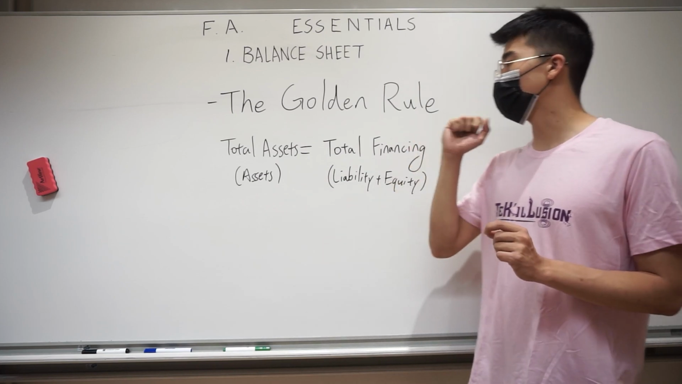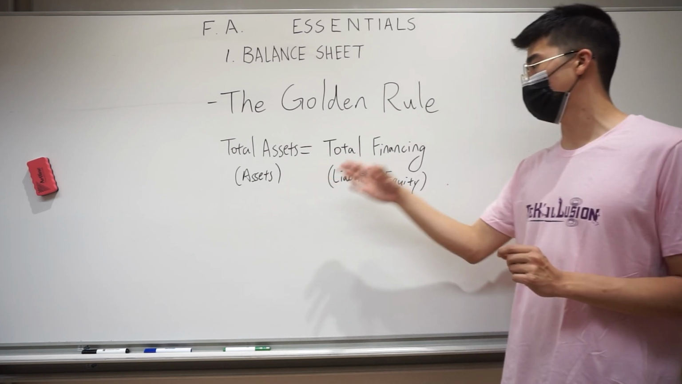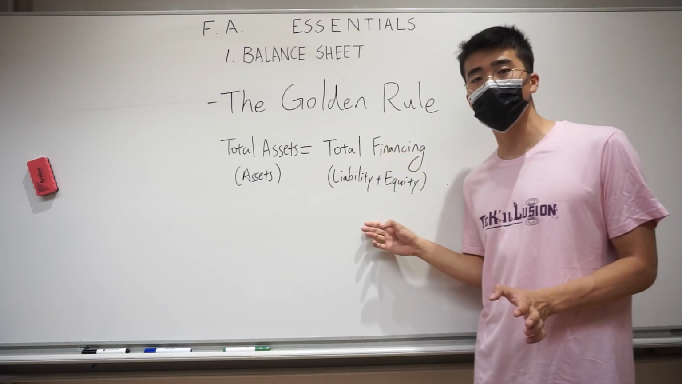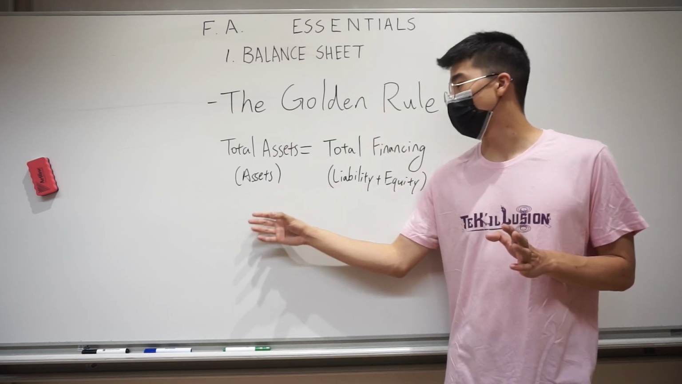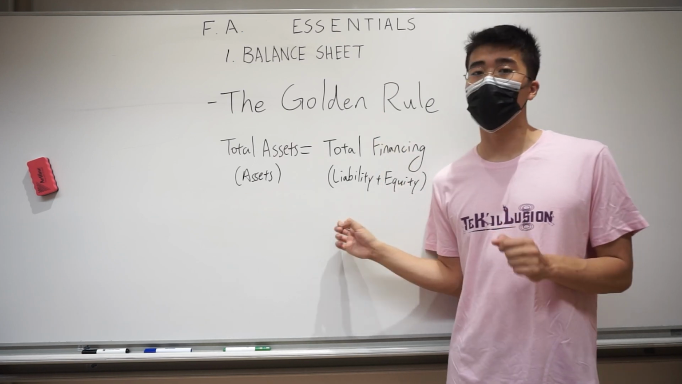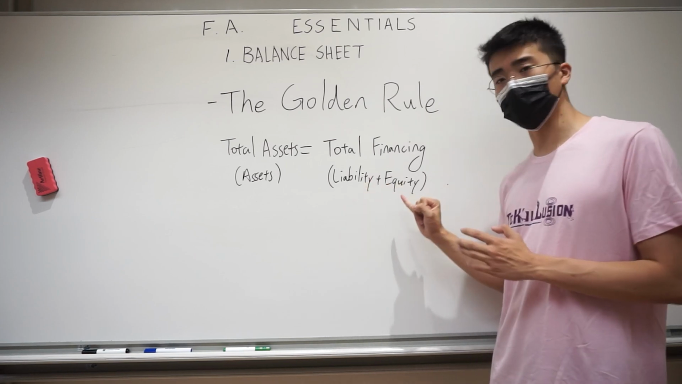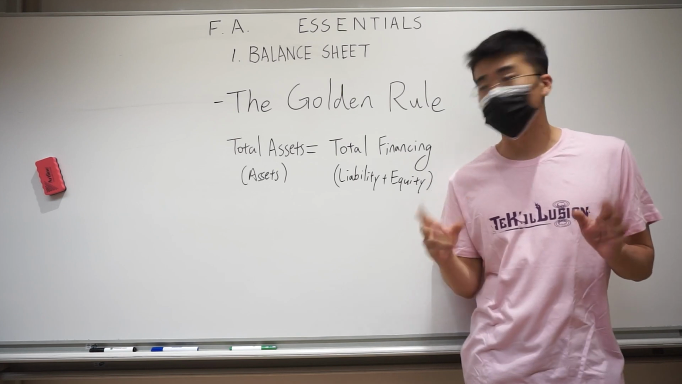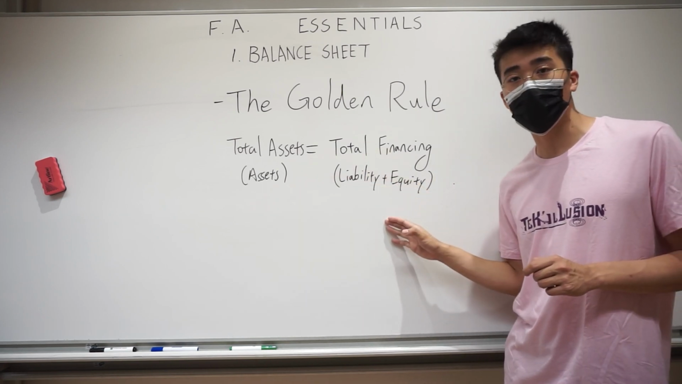So what it basically means is that total assets, the uses of your finances, is equal to your total financing, the sources of your finances. What it means is that where your money goes is from somewhere. You must get that money from somewhere in your company, either through issuing loans or issuing shares. So in a test scenario, just make sure that your assets are equal to your liability and equity added together.